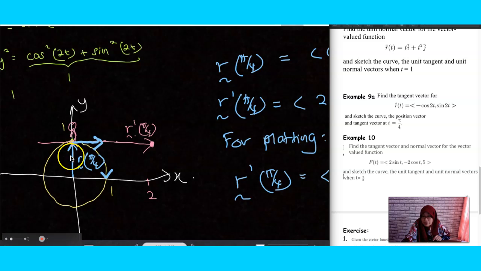So have we answered all the questions? Position done, tangent done. So that's it.